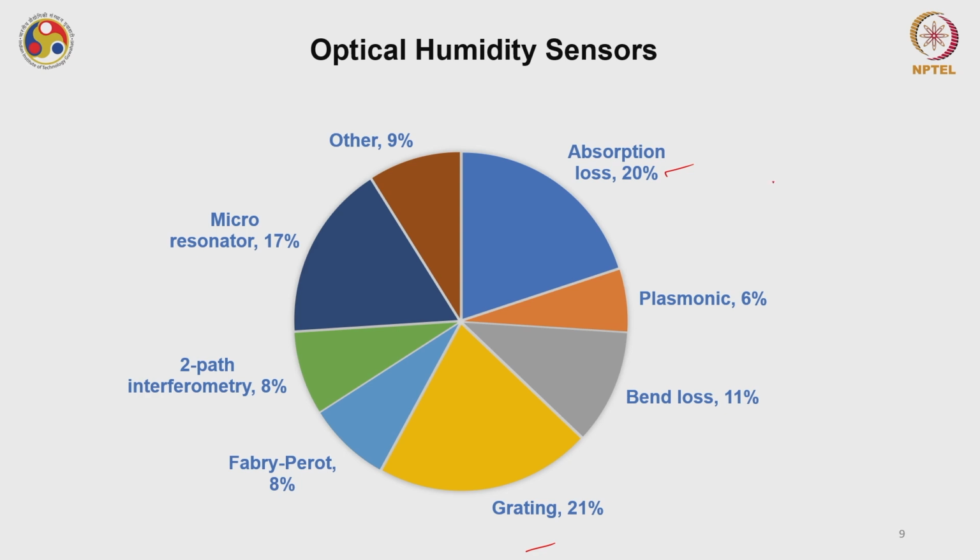If you remember, light can interact with matter in various ways. So if I have a material which can change its property when it comes in contact with humidity, particularly the property that I am talking about is the optical property. So we'll see what is this absorption based humidity sensor, what is this grating based humidity sensor, what is this interferometry based humidity sensor and all.